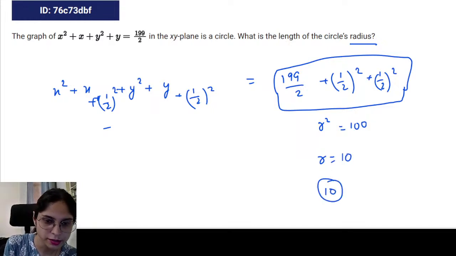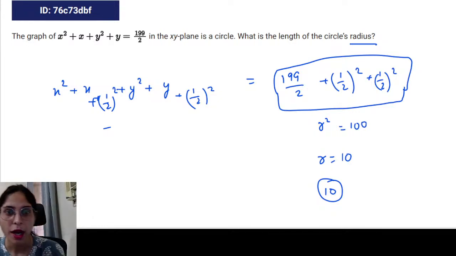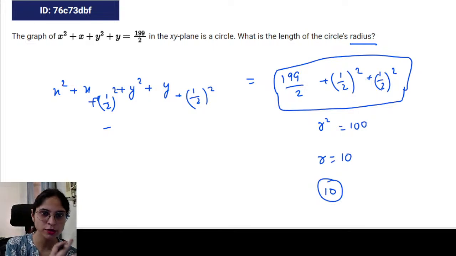10 is your answer. Alright. So you don't need to write the entire equation because you just need the radius. You don't need to write x plus half square plus y plus half square. If they want the entire equation, then you can do it, but you can save time by not solving the not necessary parts.